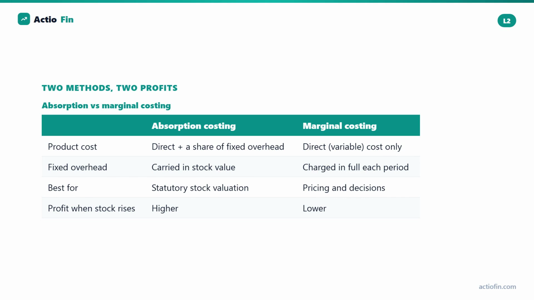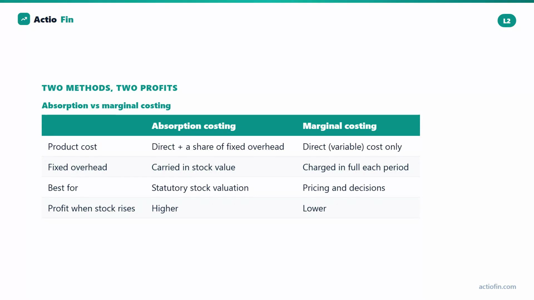The surprising result: when stock is rising, absorption costing reports a higher profit than marginal costing from identical facts, simply because fixed cost is parked in inventory. Knowing which lens you are looking through stops a lot of arguments.